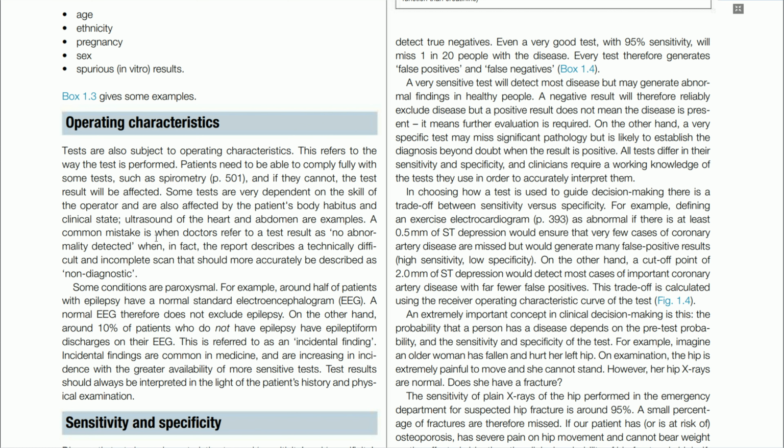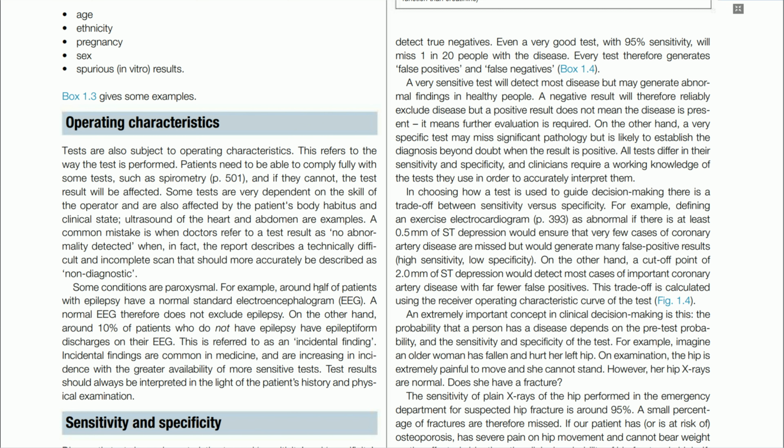A common mistake is when doctors refer to a test result as no abnormality detected, when in fact the report describes a technically difficult and incomplete scan that should more accurately be described as non-diagnostic. Some conditions are paroxysmal.